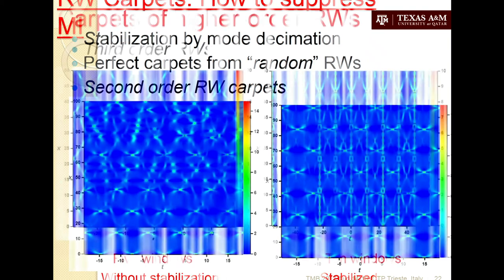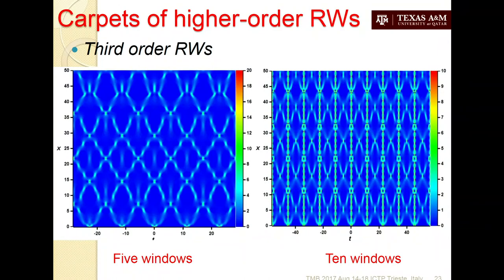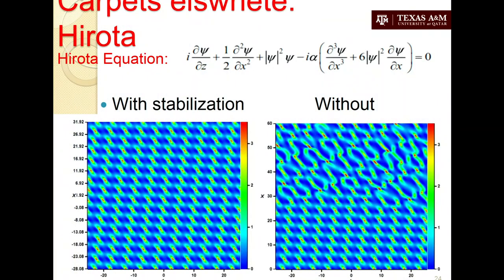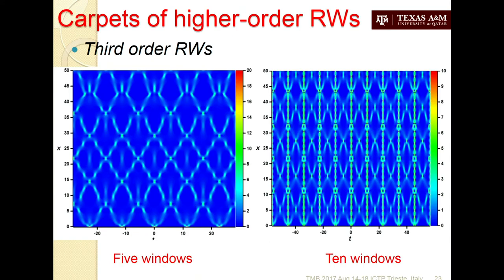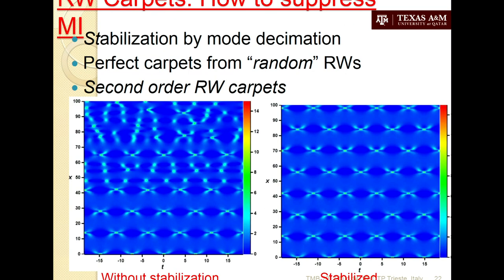And if you continue, you can do much with the third order, but you can also get it in other equations, for example, in Hirota's equation, which has higher order terms in there. With stabilization, it is perfect; without stabilization, modulation instability takes over. But what is the message here? By propagating higher order rogue waves, which usually are thought to appear spontaneously and at random, actually you can build them one after the other, right, in a regular Talbot carpet.